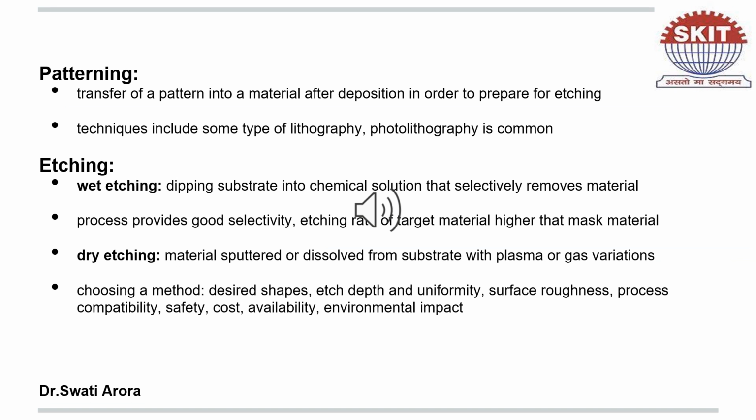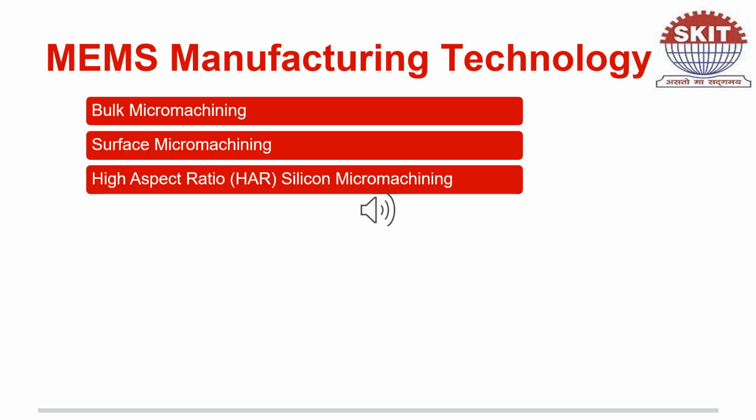Patterning is used to transfer a pattern into material after depositing in order to prepare for etching. So a technique which includes some type of lithography is the common method. Etching includes wet etching or dry etching. Wet etching is dipping the substrate into a chemical solution that selectively removes material, and dry etching dissolves the substrate with plasma or gas variations. MEMS micromachining technologies include three types of techniques.